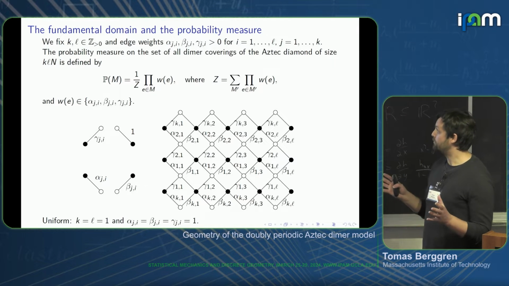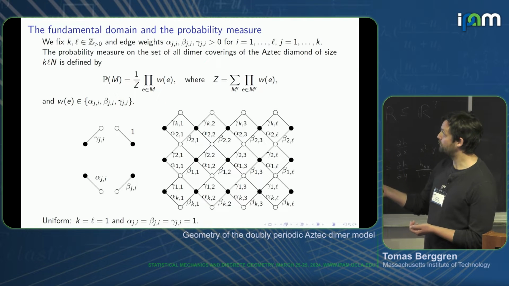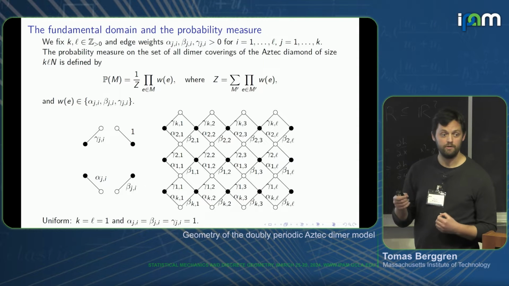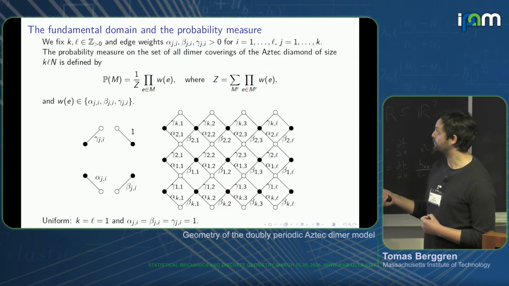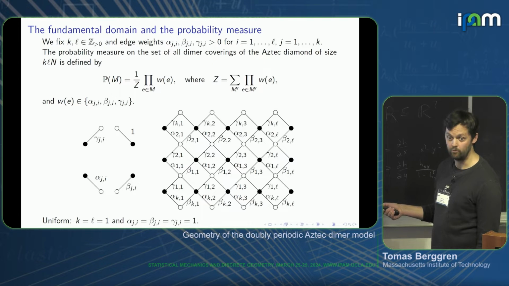So to do that, we introduce edge weights, and we will do this in a periodic way. Here K and L are our periodicity parameters, positive integers. We introduce the edge weights alphas, betas, and gammas. We assign to each edge of this type the edge weight gamma ji. On these types of edges, we have alpha ji. Here we assign the betas. And on these ones, we assign the weight 1.